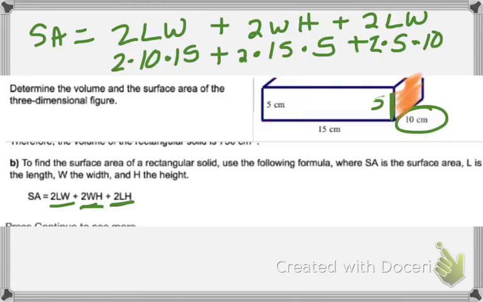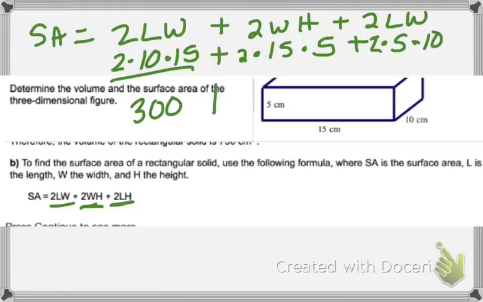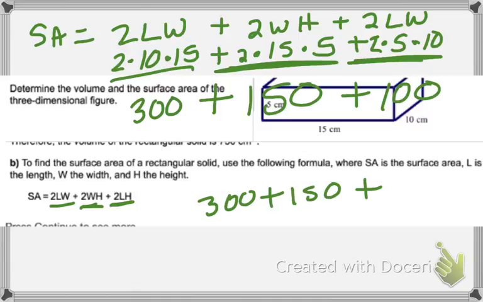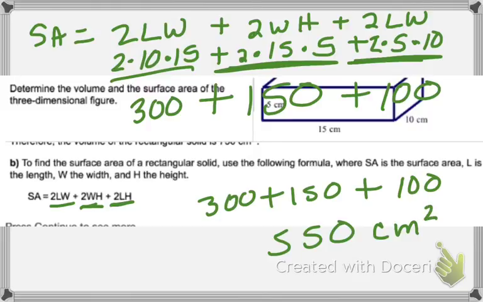Now that we have substituted all those values in here, 2 times 10 times 5 gives you 300, plus 2 times 5 times 15 gives you 150, plus 2 times 5 times 10 gives you 100. If we add 300 plus 150 plus 100 together, we get a total of 550 centimeters. And because we're doing surface area, it is centimeters squared.